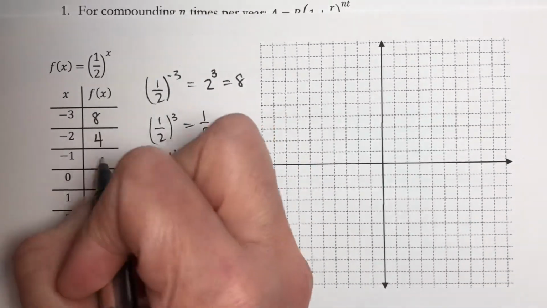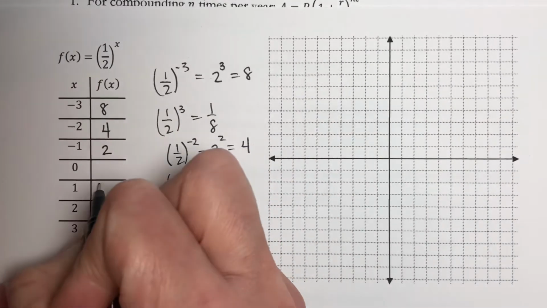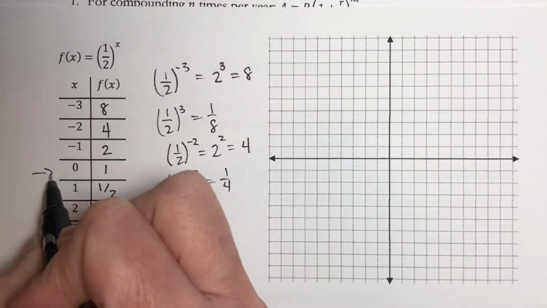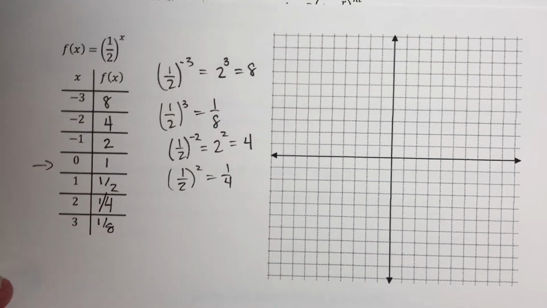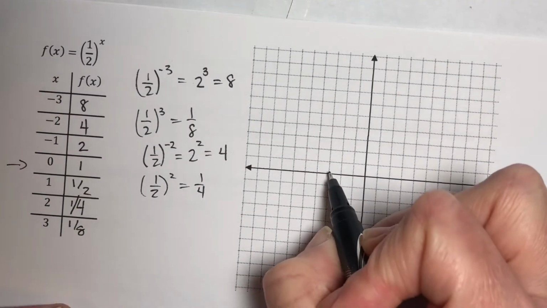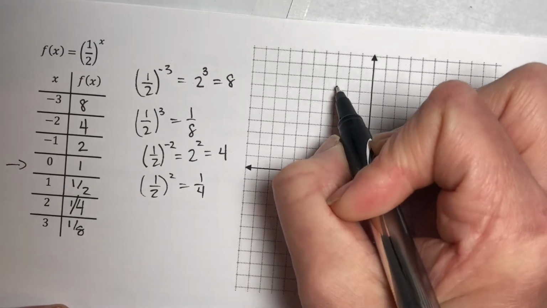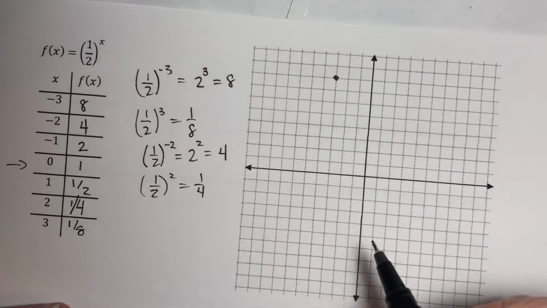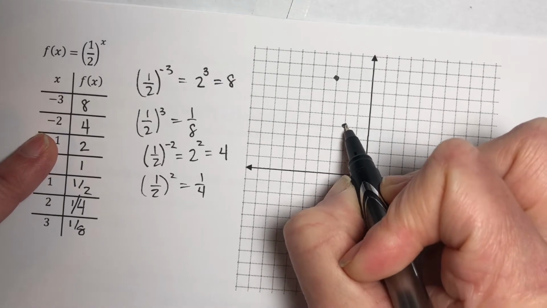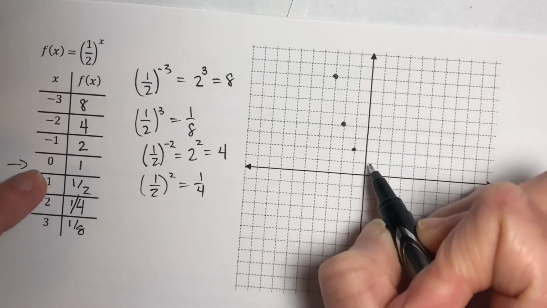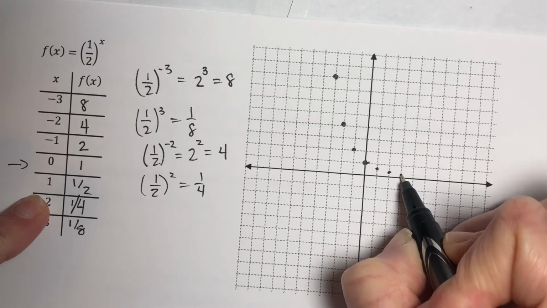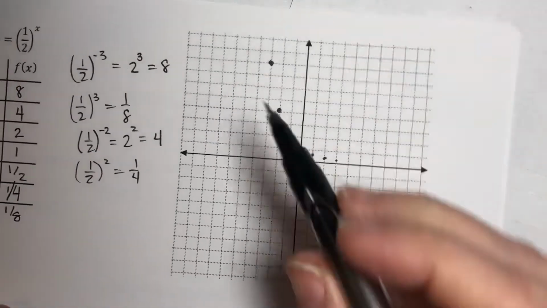1/2 to the -1 power would be 2, 1/2 to the 1st power is 1/2, and anything to the 0 power is 1. So this line of the chart is the same. So let's try plotting these points. At -3, I am at 8. At -2, I am at 4. -1 at 2, 0, 1, 1/2, 1/4, 1/8, and then it would go to 1/16 and even smaller.